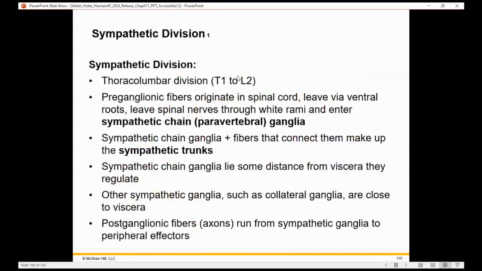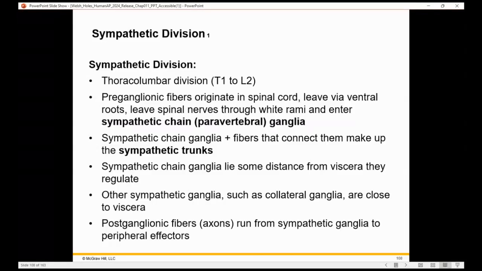The sympathetic division. This is the thoracolumbar division, T1 to L2. Preganglionic fibers originate in the spinal cord, and they leave via the ventral roots, and they leave spinal nerves through the white rami and enter the sympathetic chain or paravertebral ganglia. The sympathetic chain ganglia plus the fibers that connect them make up the sympathetic trunks.